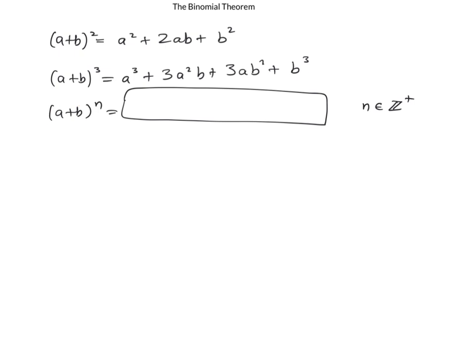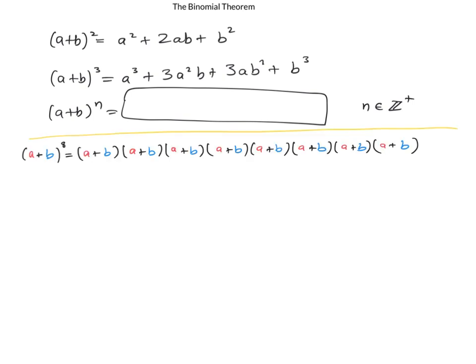I want to point a couple things out really quick about this. First of all, the exponents of a are going down, so a cubed, a squared, a, and then nothing. And the exponents of b are going up: nothing, b, b squared, b cubed. Same thing for the binomial square. So that's a pattern we're going to keep going as we move forward.